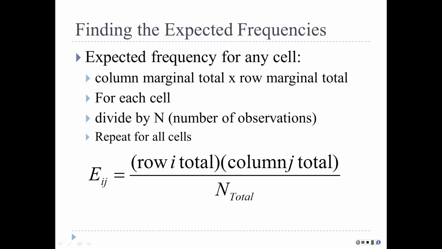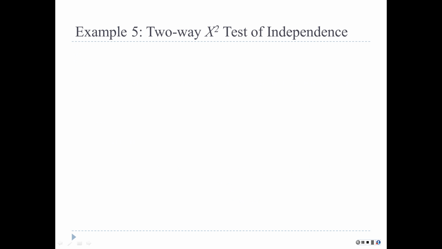So the expected value for a particular row and a particular column, i and j, is the row total times the column total divided by the N for the entire study. Looks complicated, but it's actually pretty easy to do. It's just kind of a pain.